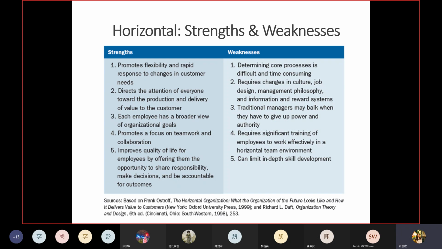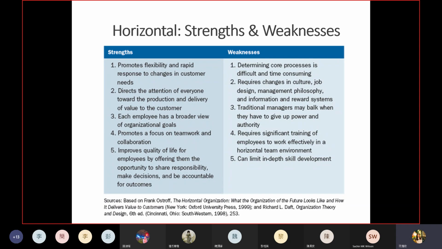And the second is the required changes in terms of culture, job design, and so on. So like I mentioned before, it's not just the managers, but they also have to make sure that the employees are aware of how to work in a very new and complex work environment. And so it takes time for the organization to adapt to this kind of new culture.